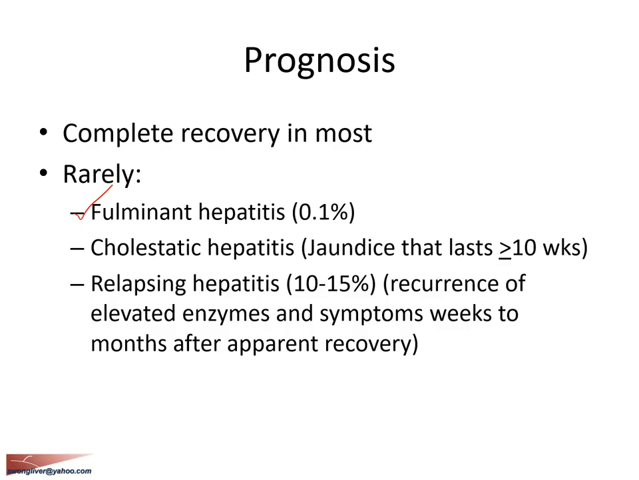You can also have relapsing hepatitis, and this is basically a patient who has apparently recovered. Liver enzymes have gone down to normal. Symptoms have resolved. Your IgM anti-HAV has disappeared. But then after a few weeks or a few months, the patients develop the same symptoms again. Your IgM anti-HAV reappears, your ALT increases again, your jaundice reappears. So this is relapsing hepatitis. It can happen in 10 to 15% of patients, but still it doesn't cause cirrhosis.